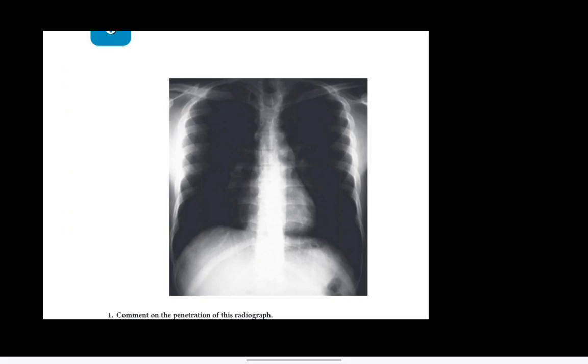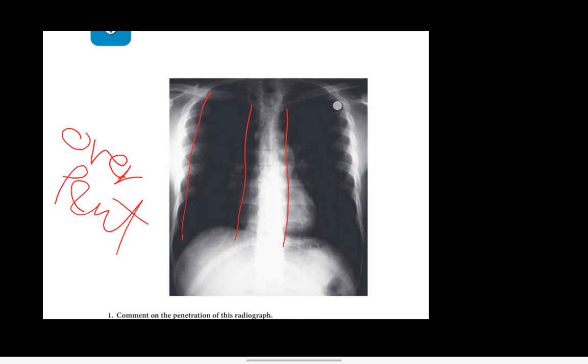Moving to the next, comment on the penetration of this radiograph. 5 seconds, because things are getting easier. Here, this is over penetrated. Okay, over penetrated because, as we said, the picture looks burned because the beam is very hard and I can't visualize this structure over here. This is an over penetrated radiograph.